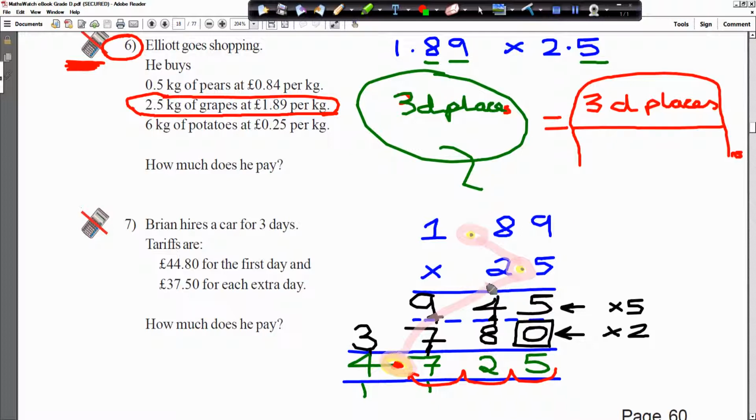Good. It's time for you to do some questions now. For the moment, I want you to try for me this question here. 0.5 kilograms of pears at 0.84. Actually, 0.5 sounds a little bit too easy. Let's make it a bit more exciting. Let's make it 6.5, and that 0.84, let's make it 8.84. So that's the question I want you to attempt now. This one here.